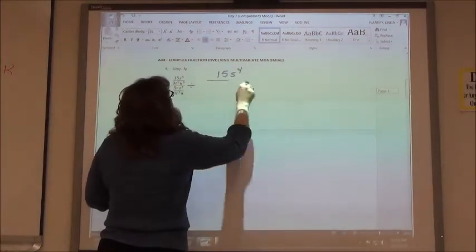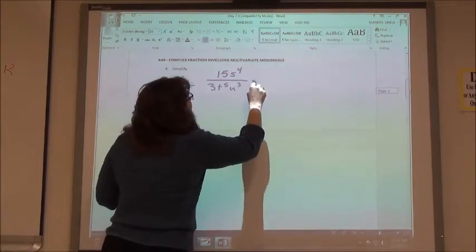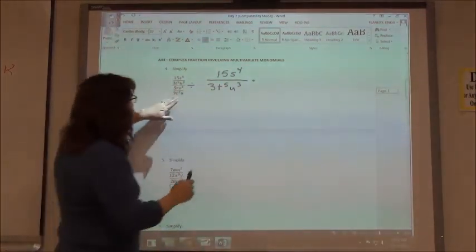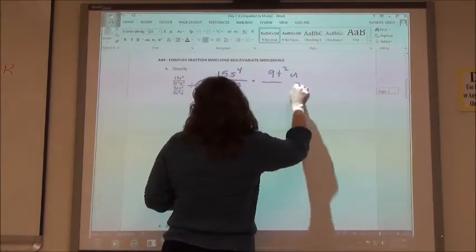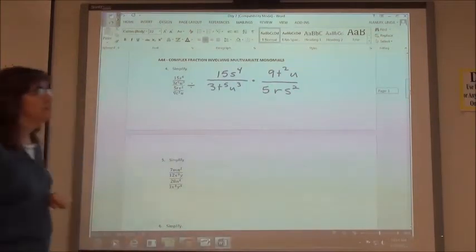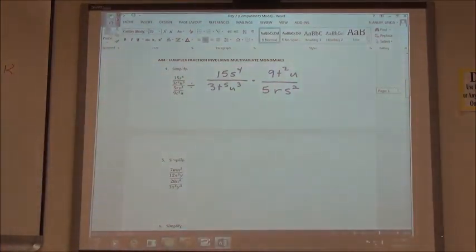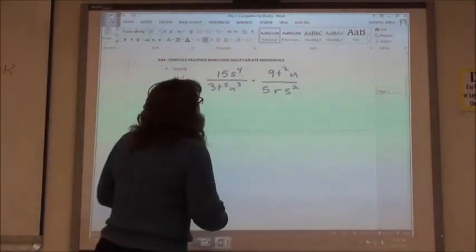15s to the 4th over 3t to the 5th u to the 3rd times the reciprocal of the bottom one. So 9t squared u over 5rs squared. Now it looks like those problems we were doing earlier, right? Just a little longer. I like to reduce my numbers, my coefficients first.